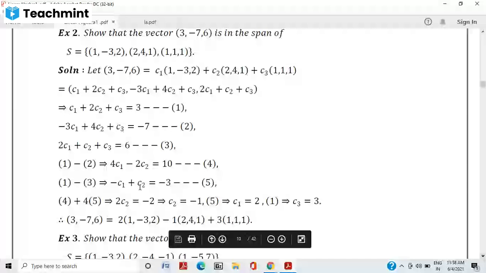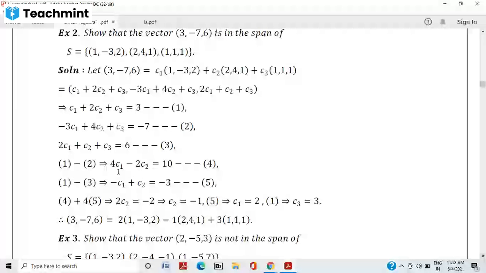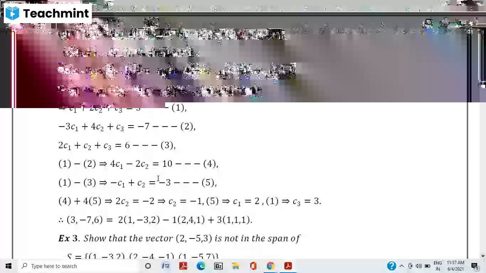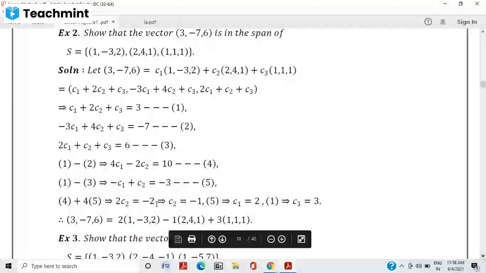Here if I multiply equation 5 with 4, then what do we get? Here 4C1, and here it will become minus 4C1. Then when we add, it will become 0. Here it is minus 2C2, and here we have to multiply with 4. Then minus 2C2 plus 4C2, that means it is 2C2. Here 10 minus 12, that means minus 2. Then C2 equal to minus 2 means what do you get? C2 equals minus 1.